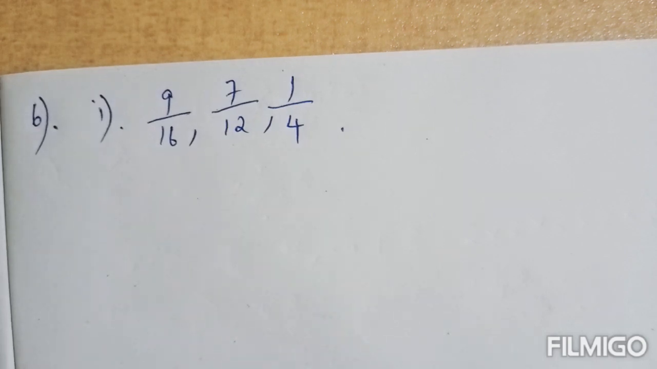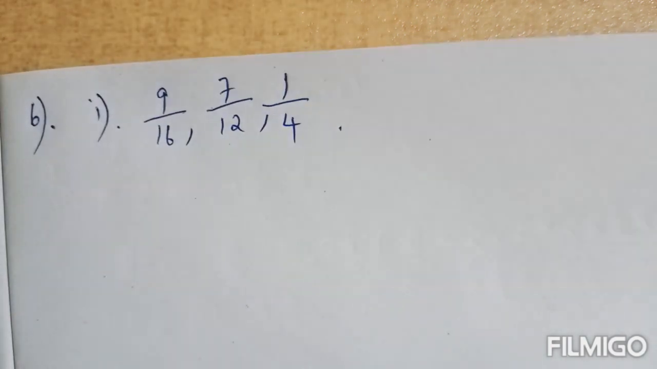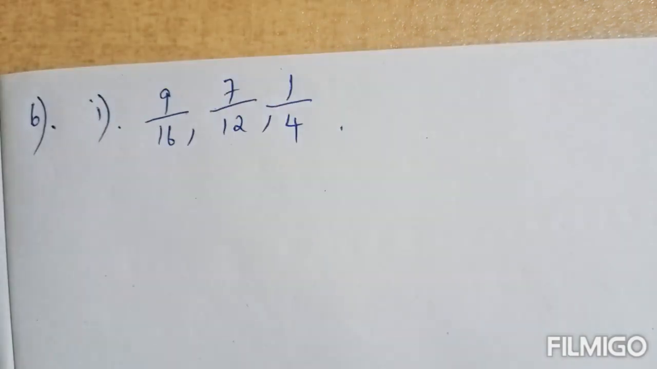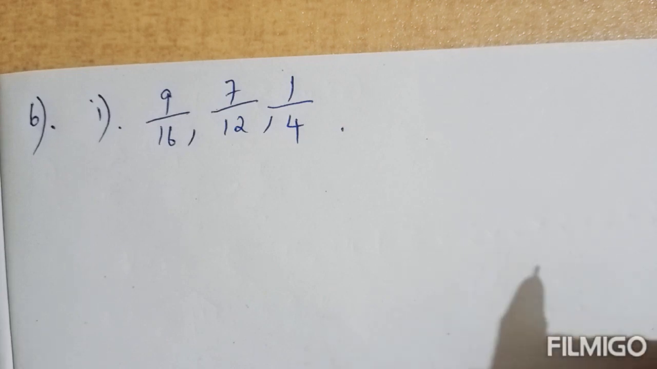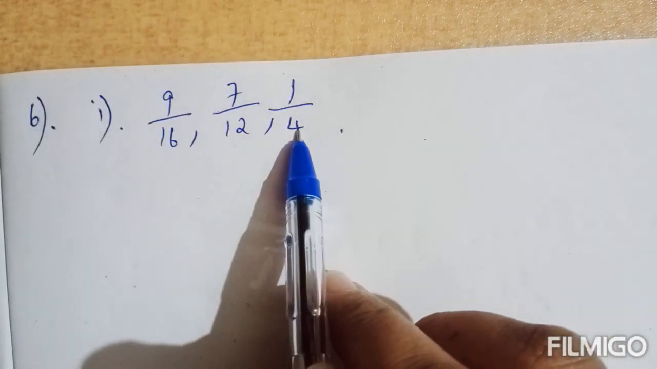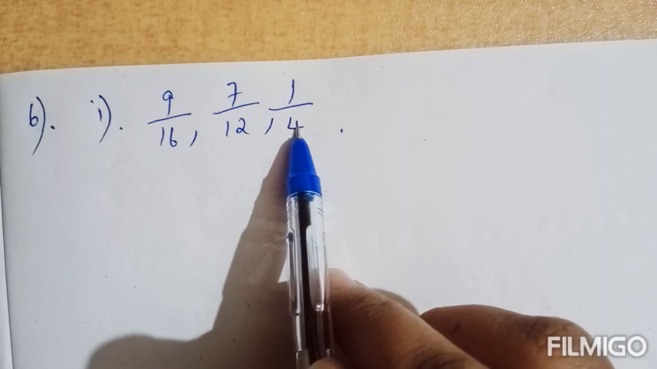Next, sixth question. Arrange the given fractions in ascending order of magnitude. So here you have to arrange in ascending order. That means from smaller fraction to larger fraction you have to write. First question, 9 by 16, 7 by 12 and 1 by 4. So the steps are the same. Denominators are different, so you have to make the denominators same. After that, you can arrange them in their ascending order.